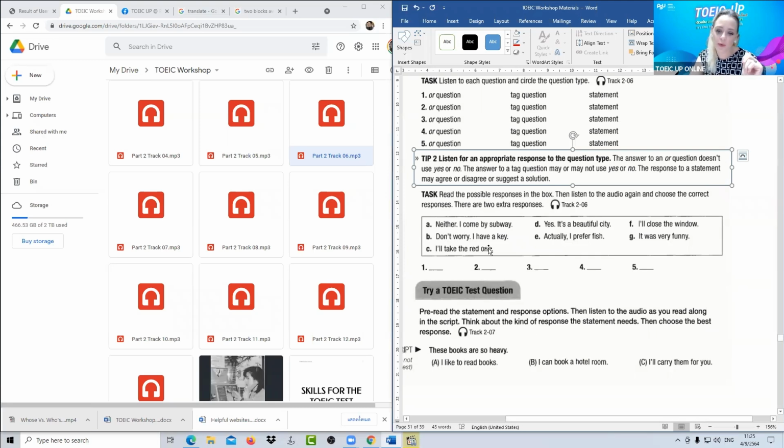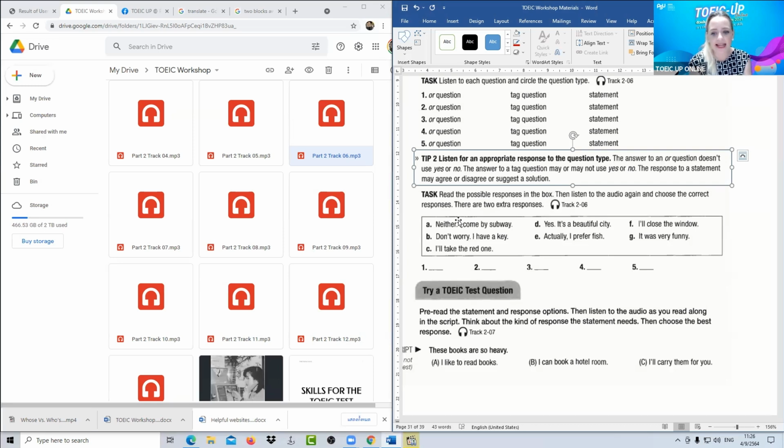Good. B, don't worry, I have a key. We can't tell from that which type of question it would be. We're not sure. It's definitely not an or question, but it could be a tag question or a statement. For example, for a tag question, you could say like, I don't know, you have a key, don't you? Don't worry, I have a key doesn't really work. All right. If we look at statement, don't worry, I have a key. That could be maybe the person says, oh, I won't be home at that time. You go, don't worry, I have a key. I can let myself in, right? So maybe B is a statement. It's most likely a statement.